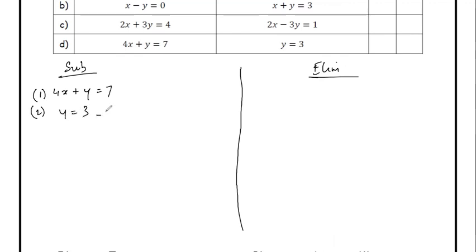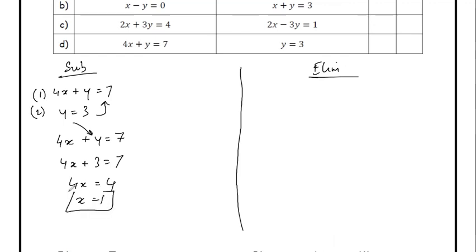Simply substitute the value of y in the first equation. So 4x plus y is equal to 7. Now I'm substituting the value of y as 3. 4x is equal to 4, x is equal to 1. Now substitute x in, obviously, the first equation only, because there is no x in the second equation.